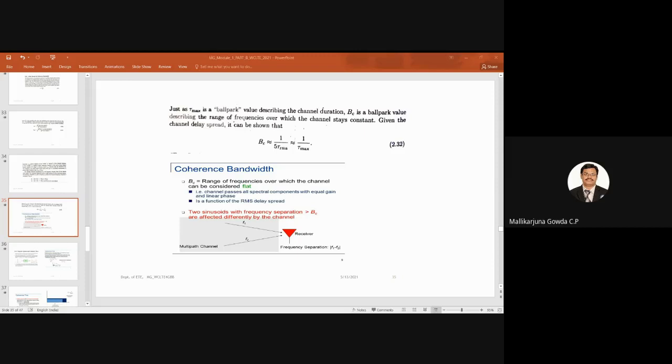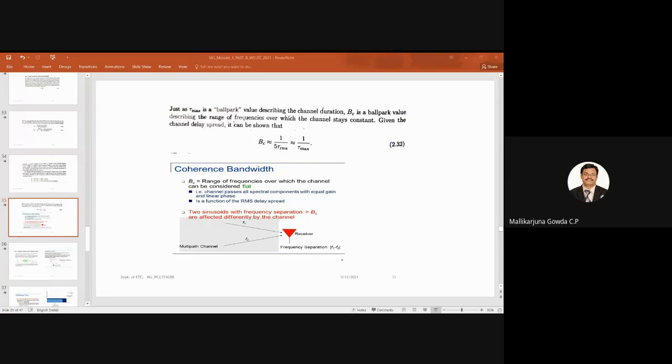Hope you got this point. Coherence bandwidth. You people should say yes or no. It is the range of frequencies over which the channel can be considered flat. Have you got my point? Over what range of frequencies is the channel impulse response constant?